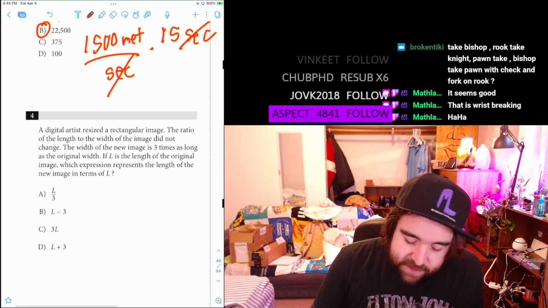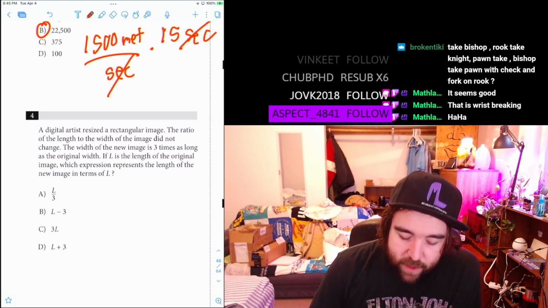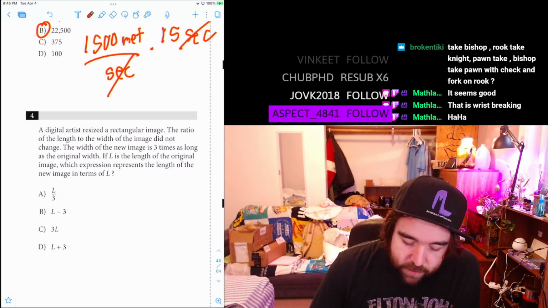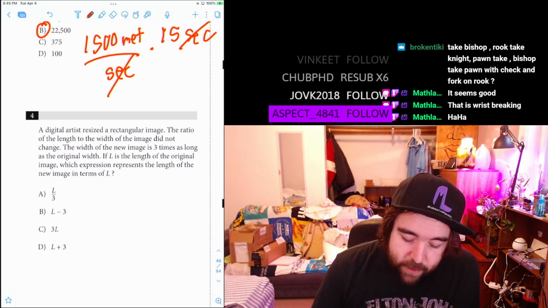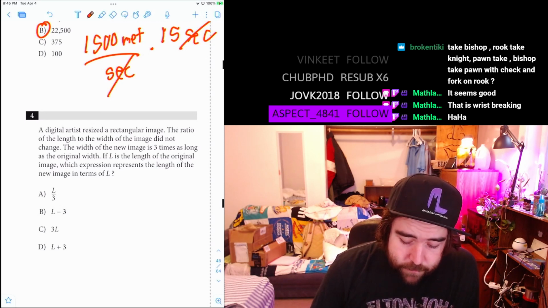A digital artist resized a rectangular image. The ratio of the length to width of the image did not change. The width of the new image is 3 times as long as the original width. Oh, she made it bigger. If L is the length of the original image, what expression represents the length of the new image? It's 3 times as long.